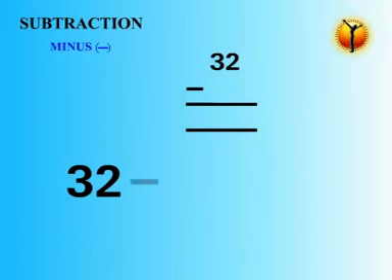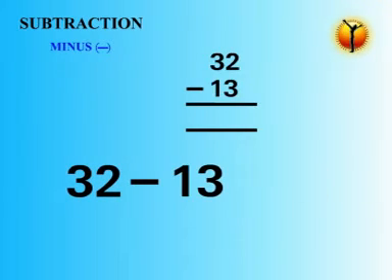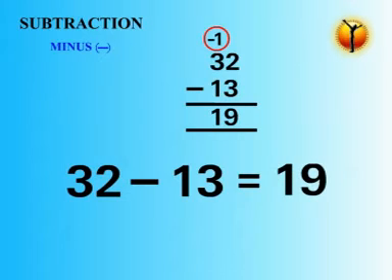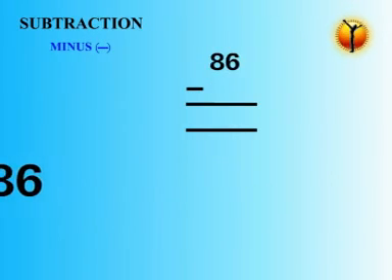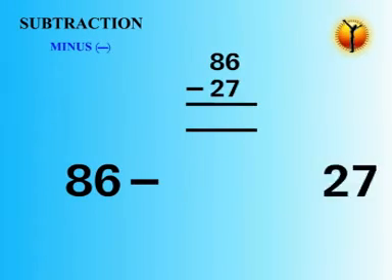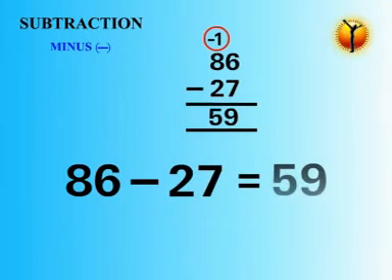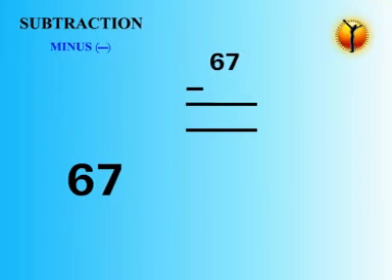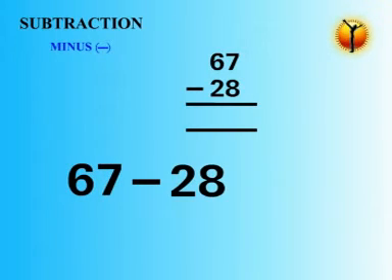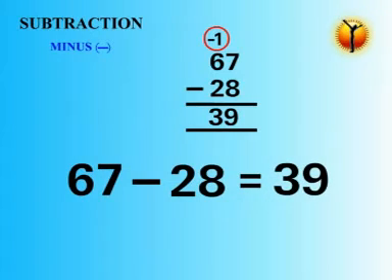32 minus 13 is equal to 19. 86 minus 27 is equal to 59. 67 minus 28 is equal to 39.